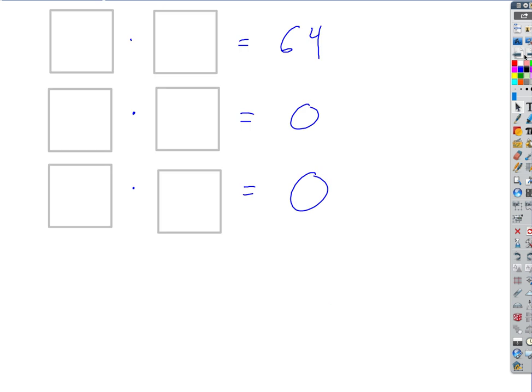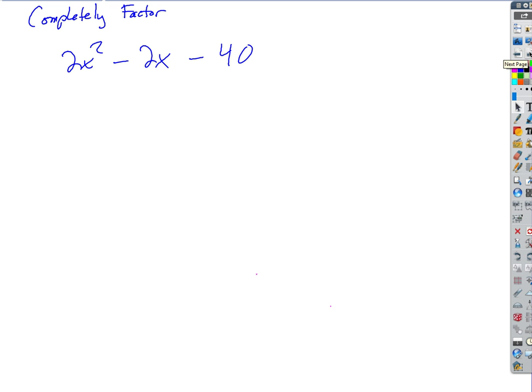And so if they ask us to do something like completely factor something, what does that mean? Let's use a number as a quick example. What if we took the number 30, and I want to completely factor that? You know how to do that. What would I do? So what could I use?